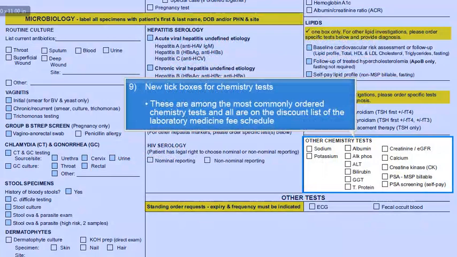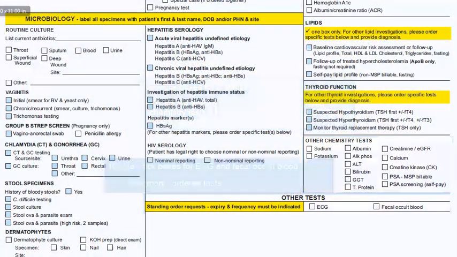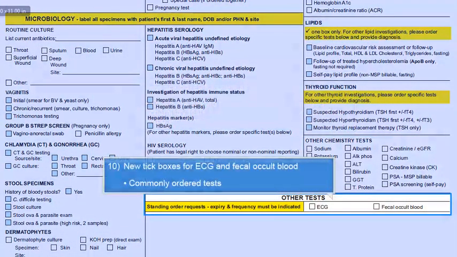New tick boxes for chemistry tests. These are among the most commonly ordered chemistry tests, and all are on the discount list of the laboratory medicine fee schedule. New tick boxes for ECG and fecal occult blood, which are commonly ordered tests.